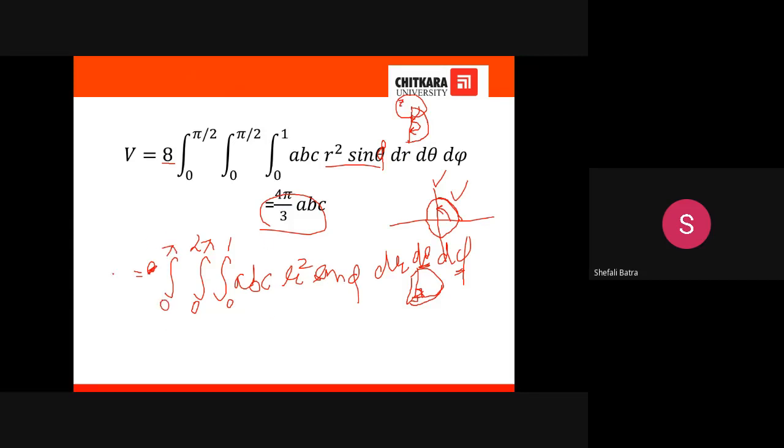लिमिट वुड बी these. If you are taking first octant, so limit would be 0 to π/2 and 0 to π/2. ठीक है। ओके मैम। यस मैम। So after solving this integral, you will be having answer 4/3 pi ABC. Any other doubt?